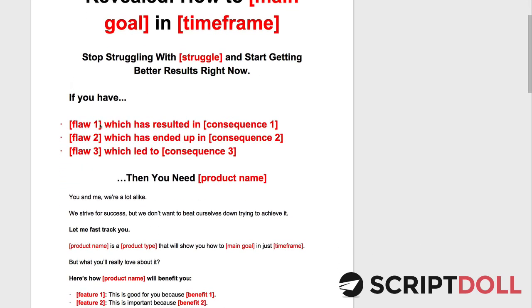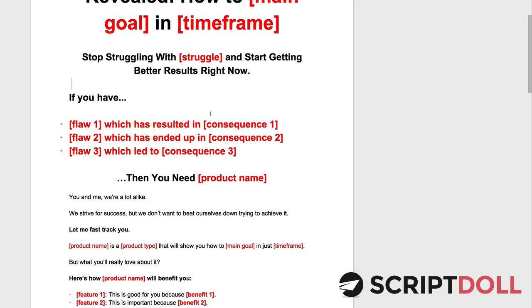"If you have," and then we've got a flaw, and this is a flaw that is basically with however we're trying to solve it now. This is the negative point, one of the things that we hate that's a problem because we've had to deal with this awful struggle up here. And because we've had this flaw, this thing that's not fun, it's resulted in a consequence. A consequence is one of those things that you've had to deal with. It's the result of this flaw.